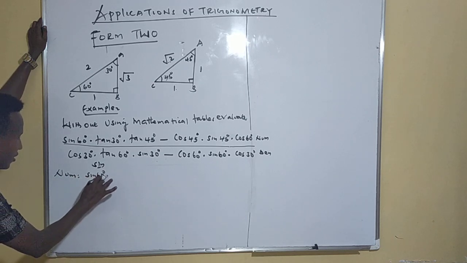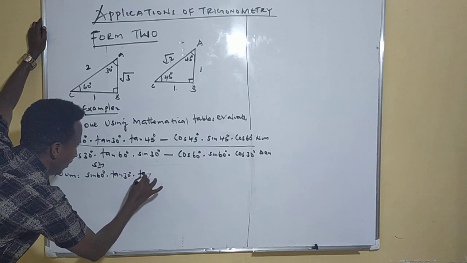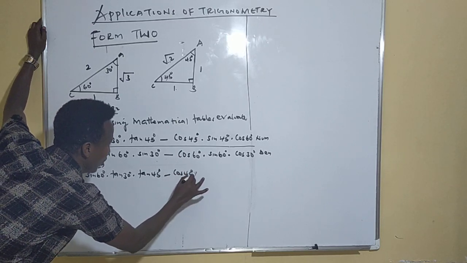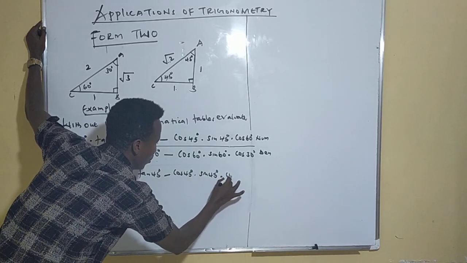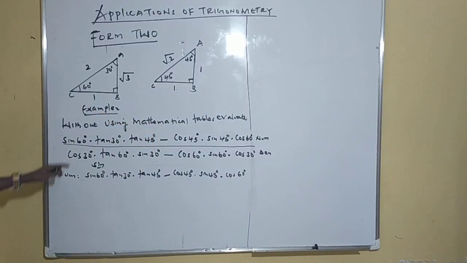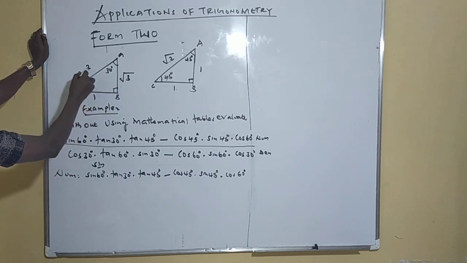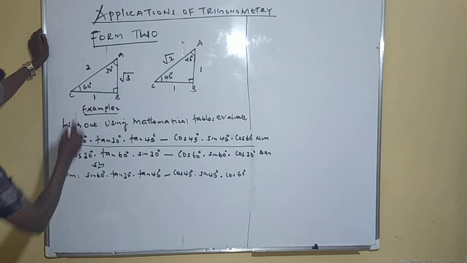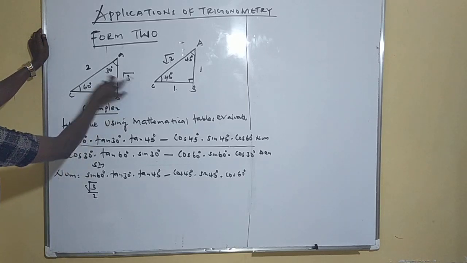Sine 60 degree dot tan 30 degree dot tan 45 degree minus cos 45 degree dot sine 45 degree dot cos 60 degree. Now the question here is, go back to this place. We have sine 60. Sine means what? Opposite over hypotenuse. Your opposite is AP and the hypotenuse is what? AC. Opposite over hypotenuse. So that is what? Root 3 out of 2. Very easy.